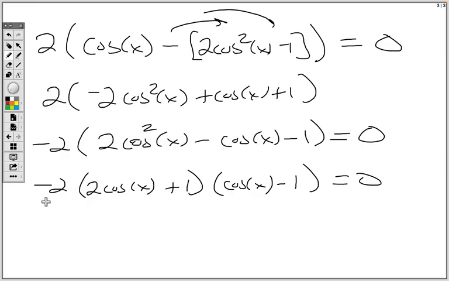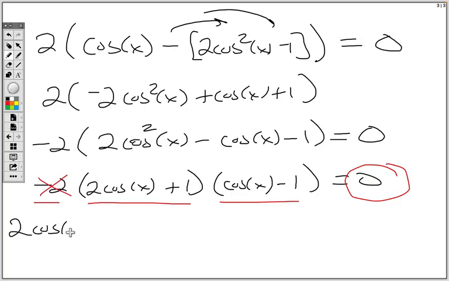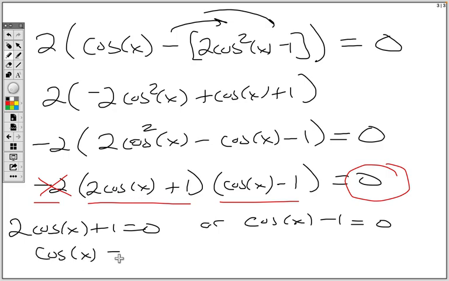And now we've got 3 real numbers that are multiplied together to give me 0. So the only way that's going to happen is if one or more of these factors are 0. So negative 2 can't be 0, so that's out. So it could be that 2 cosine x plus 1 is 0, or cosine x minus 1 is 0. From the first equation, we would get that the cosine of x is minus a half, or we would get the cosine of x is 1.